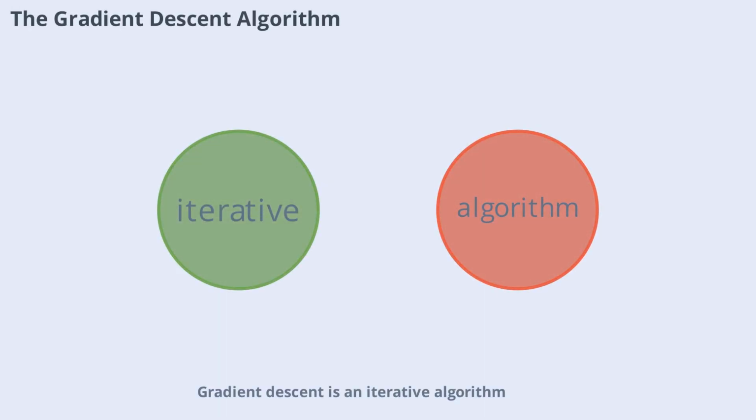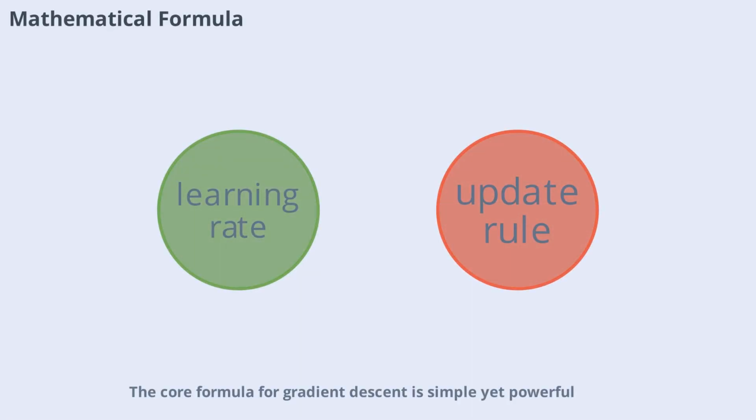Gradient descent is an iterative algorithm. It starts with an initial guess for the parameters, then repeatedly updates them by moving in the direction opposite to the gradient. With each step, the parameters get closer to the optimal values that minimize the function. This process continues until the changes become very small, indicating that we've reached a minimum or are very close to it. The core formula for gradient descent is simple yet powerful.